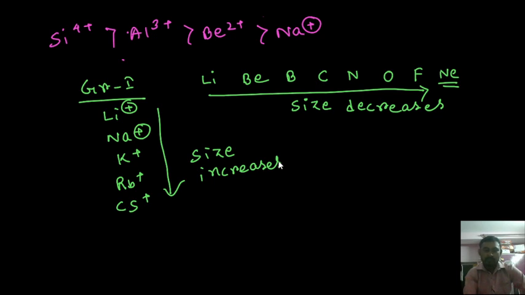So with the increase in size, phi decreases, because phi is inversely proportional to the radius or size of the cation. So phi decreases means the covalency decreases. If I take the same anion, the covalency power will be maximum for Li+, then Na+, then K+, then Rb+, then Cs+.